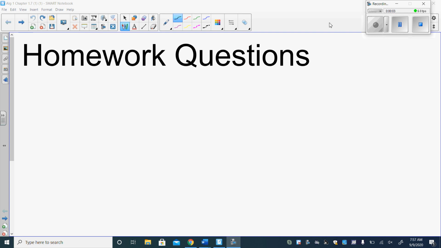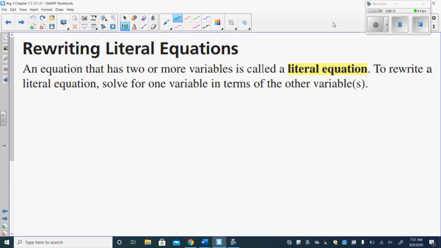Alright guys, so what we're starting today is the last section in chapter 1, 1.7. We're going to do it in two parts. So this first part, what we're talking about is rewriting literal equations. Now an equation that has two or more variables is called a literal equation. To write a literal equation, solve for one variable in terms of the other.